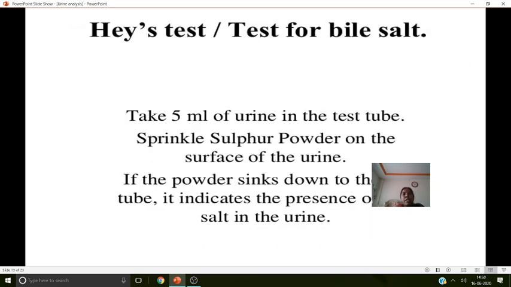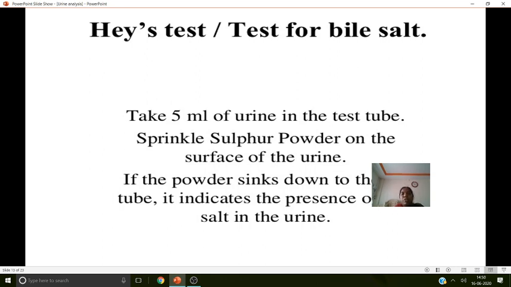So next is the Hay's test, or test for bile salts. It is one of the tests to detect bile present in the urine. Take 5 ml of urine in the test tube and sprinkle sulfur powder on the surface of the urine. If the powder sinks down to the bottom of the test tube, it indicates the presence of bile salt in the urine.